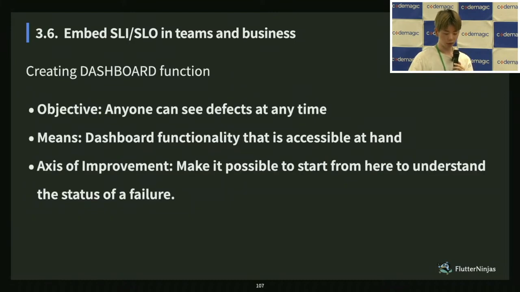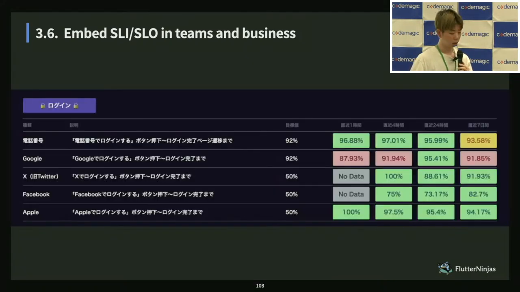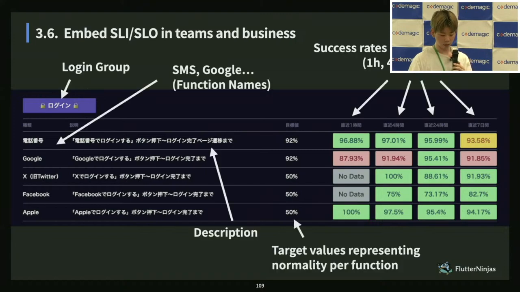The objective is that anyone can see defects at any time, and the dashboard makes it possible to start from here to understand the status of failure. This is the screenshot. Sorry, this is in Japanese, so I'm going to explain it. There is a group of features, and each, such as SMS and Google, are listed. There are target values representing normal levels per function, and there is a success rate for each function by time: 1 hour, 4 hours, 24 hours, 7 days.